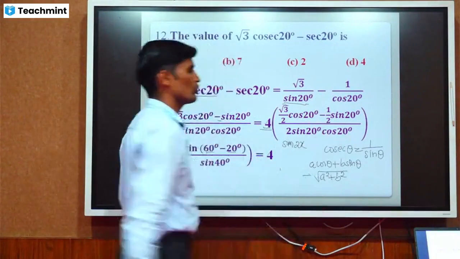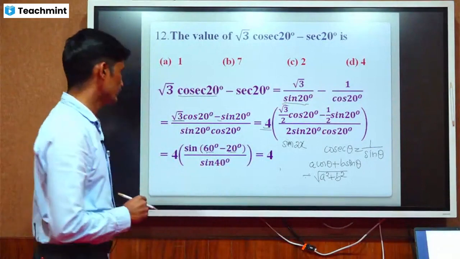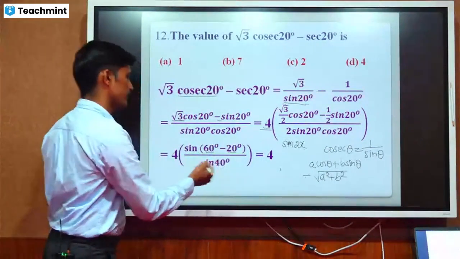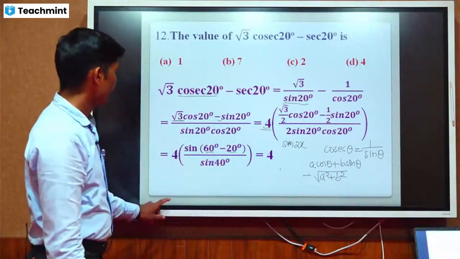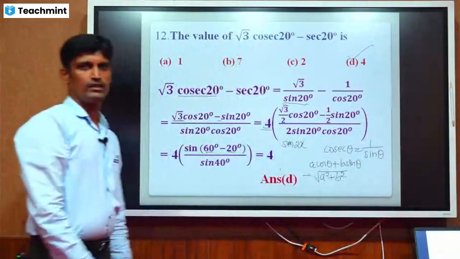2 sin x into cos x is sin 2x. Therefore, it is sin 2 into 20 degree, sin 40 degree. This is also sin 40 degree. Therefore, answer is 4. Option D. D is the correct option.